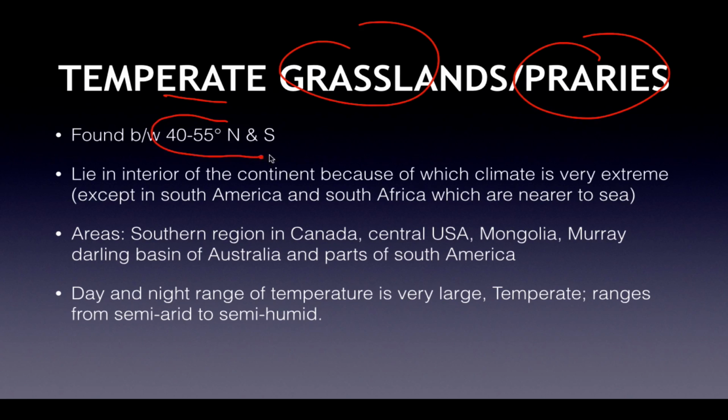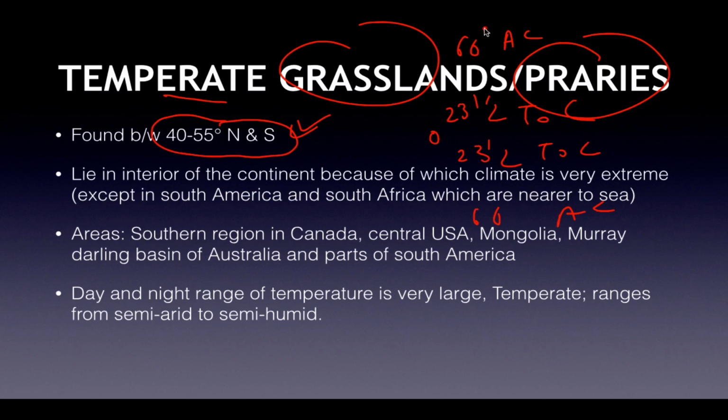So moving on to temperate grasslands, they are also called prairies. They are found between 40 to 55 degrees north and south. So between 0 and 23 and a half is the Tropic of Cancer, and 23 and a half is the Tropic of Capricorn. Then around 66 we have the Arctic Circle, and at 66 we have the Antarctic Circle. Then we have the poles, South and North Pole.